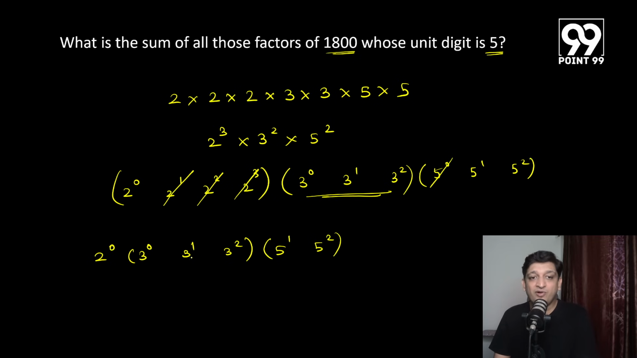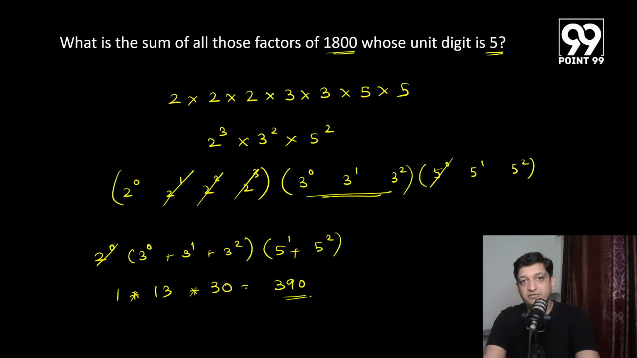How do I find the sum of all the factors? I just put a plus between these and I just multiply everything. So I'm going to get this as equal to 1. 3 raised to 0 is 1, plus 3, 4. 4 plus 9 will be equal to 13. So this is multiplication. And the multiplication here is 5 squared plus 5, that is 30. So 13 into 30 will be 390. So the sum of all those factors of 1800 whose units place digit is equal to 5 is going to be 390 for this particular question.